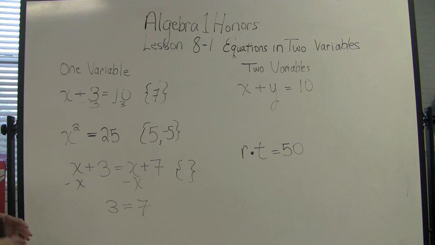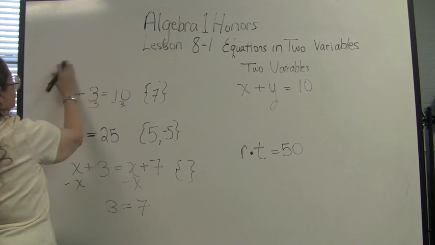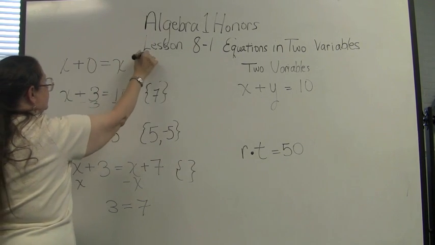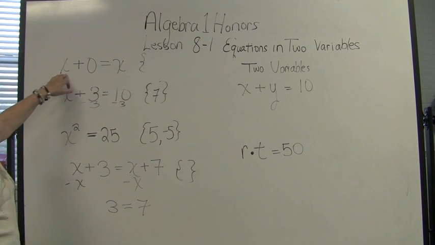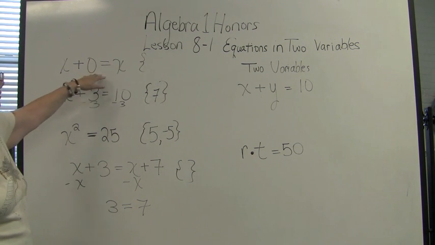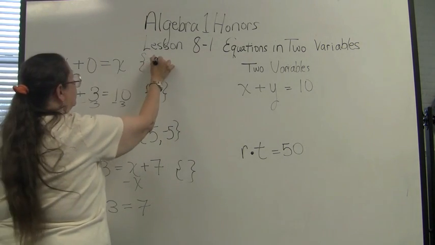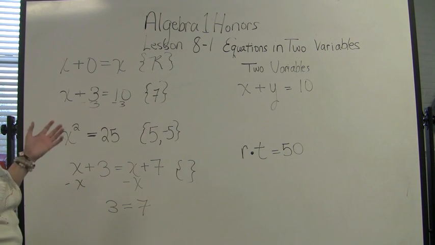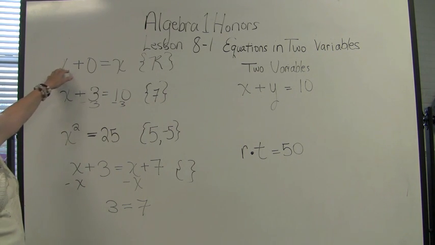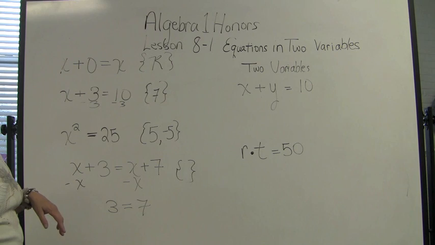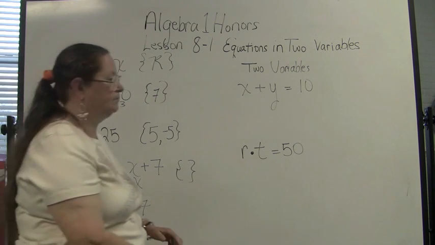And then there are equations that have an infinite number of solutions with one variable. If we had x plus 0 equals x, you can see that any number that we put in there, when you add 0 to it, is going to give you that same number. So the solution set here is all real numbers. 1, 2, 3, negative 1, negative 2, 1/2, 0.5, any number you pick would satisfy that equation. Now, what we're going to look at now is equations that have two different variables.